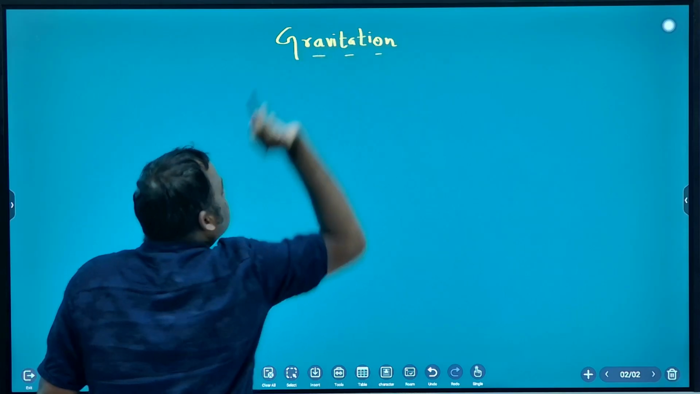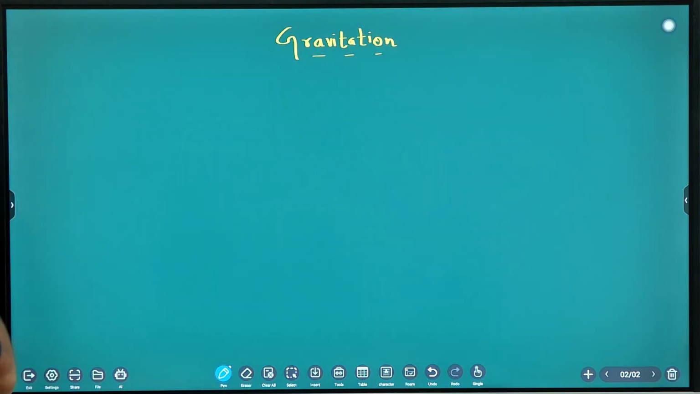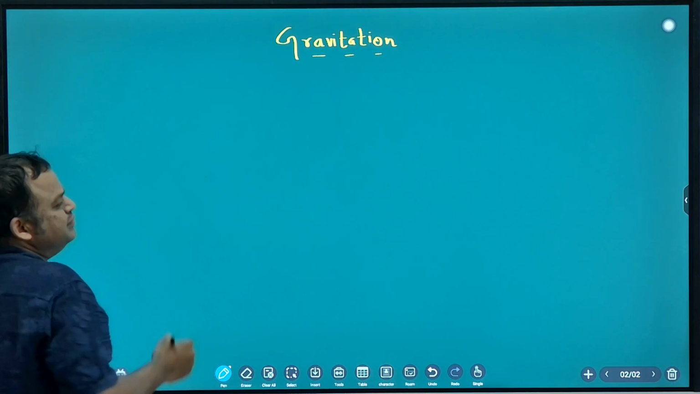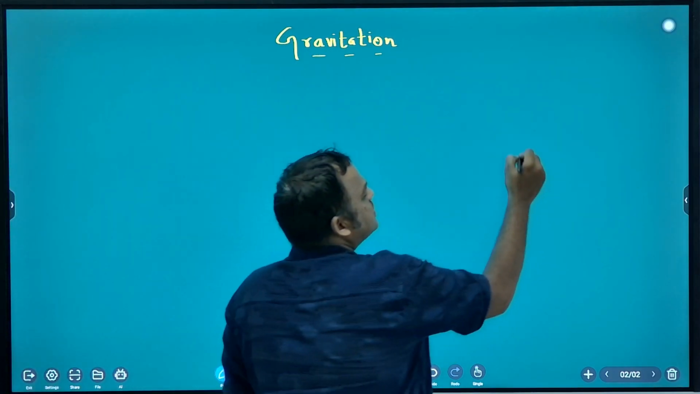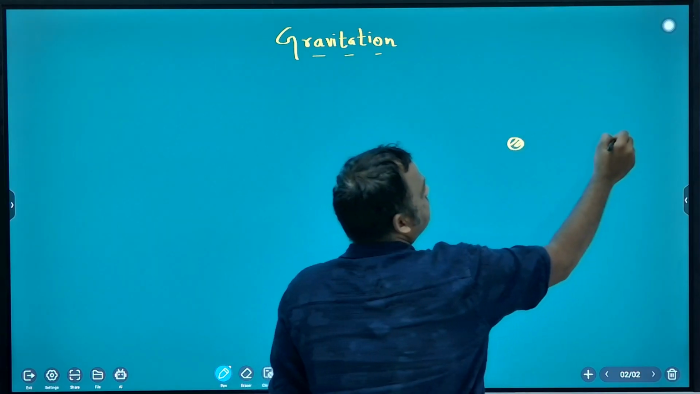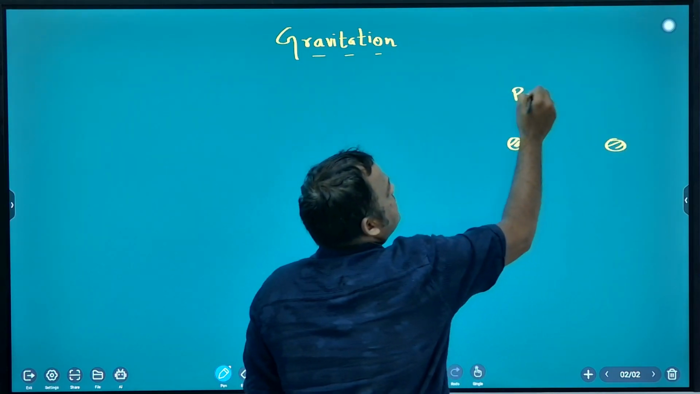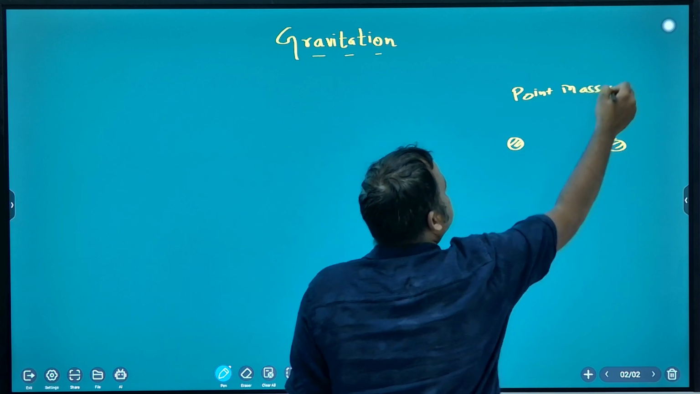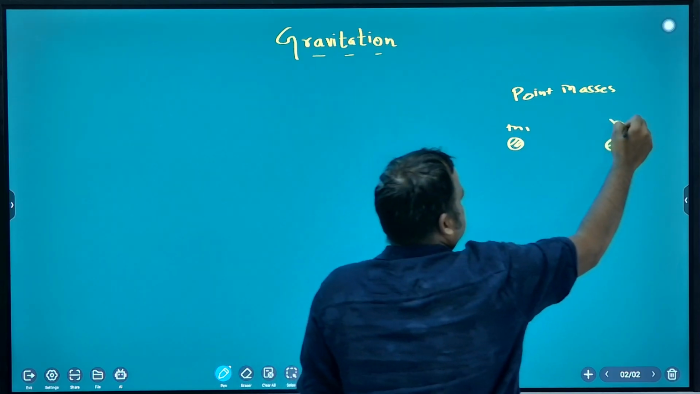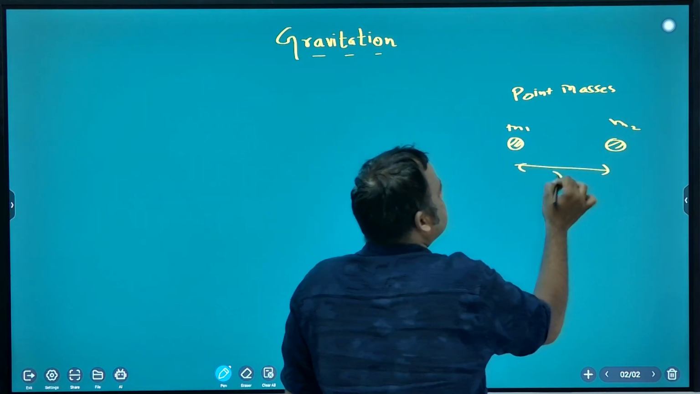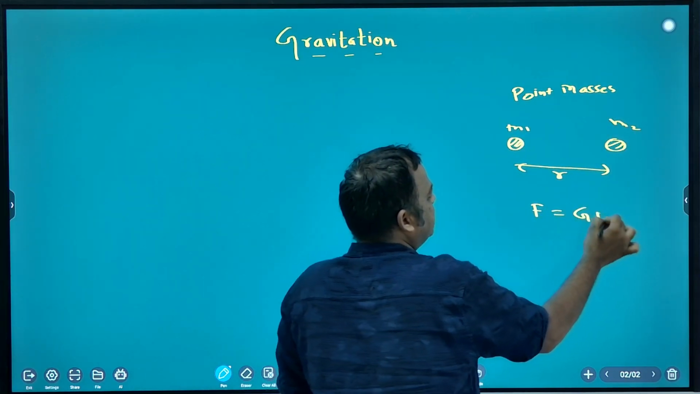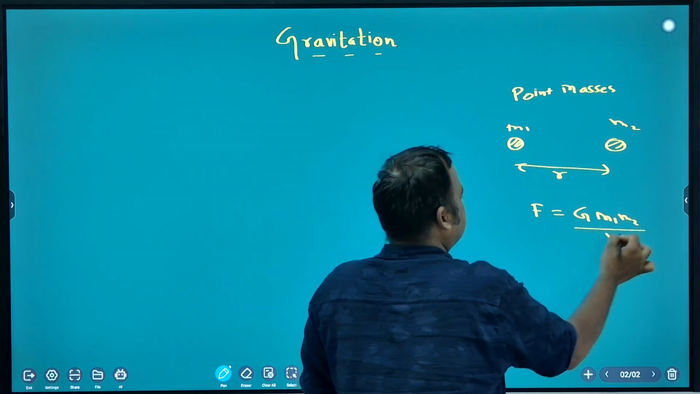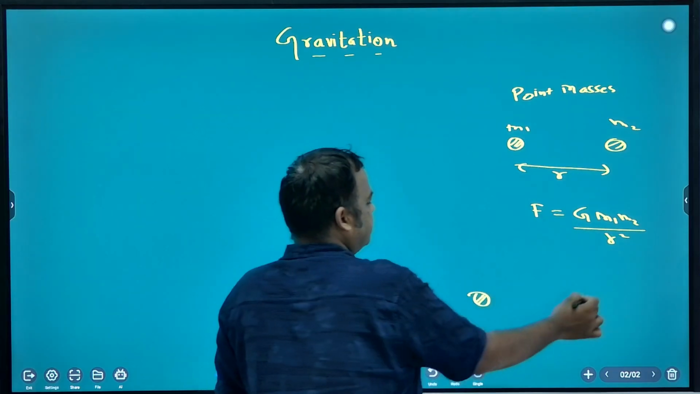Gravitation, note down. So gravitation, we discussed about force between point masses. Masses m1 and m2, distance is r, so force is equal to G m1 m2 by r square. Okay, null point formula also we discussed.